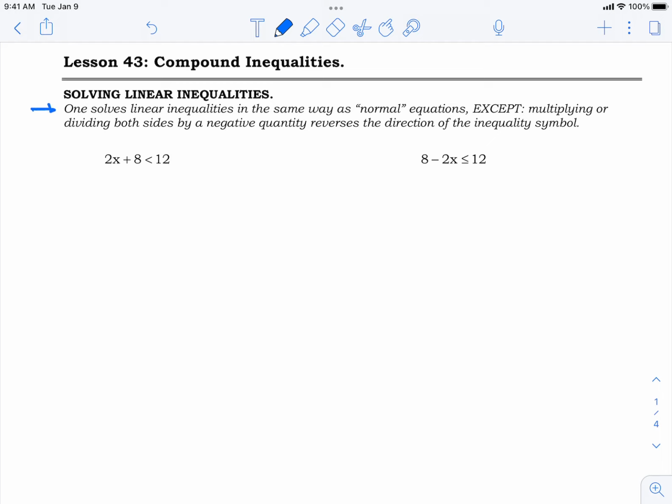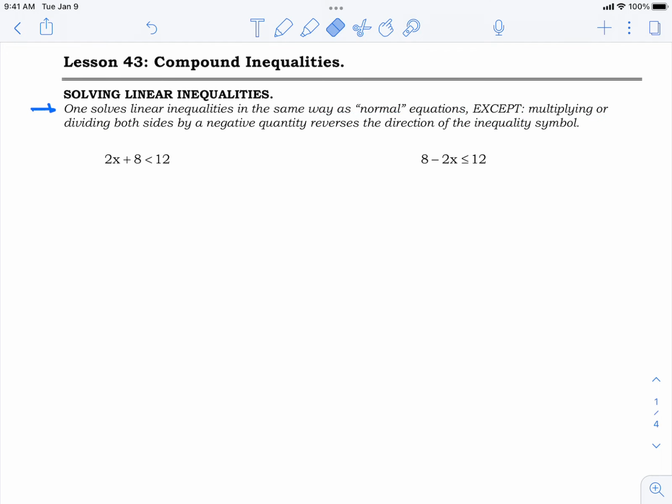Now here's the big point. How do you solve a linear inequality? You solve a linear inequality in the same way as you do a normal linear equation, with one big exception. If you multiply or divide both sides by a negative, it reverses the direction of the symbol. If you multiply or divide, those are the only two things you have to worry about. If you multiply or divide both sides by a negative, then it reverses the direction of the inequality symbol.